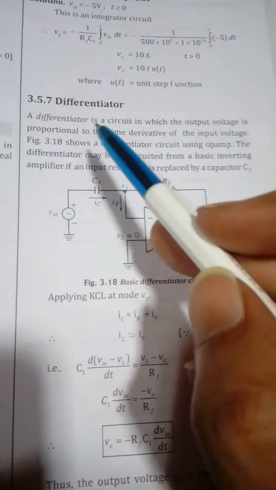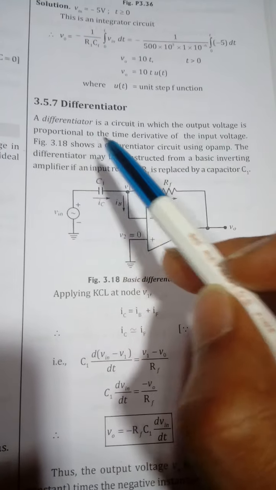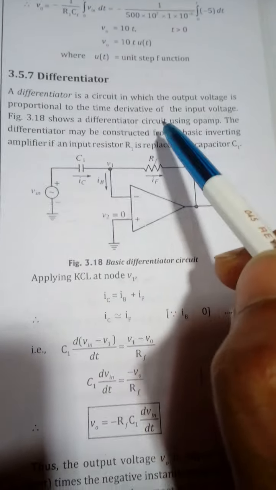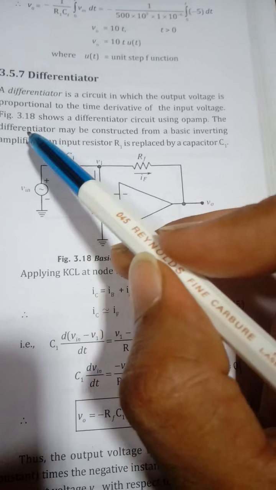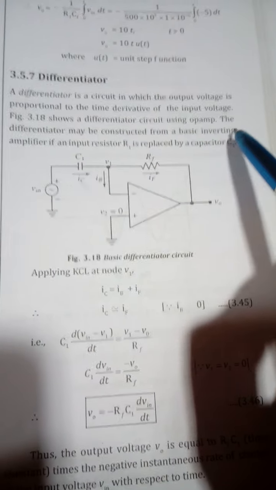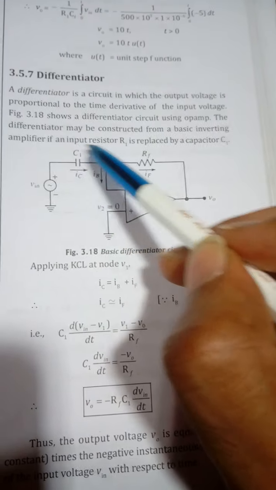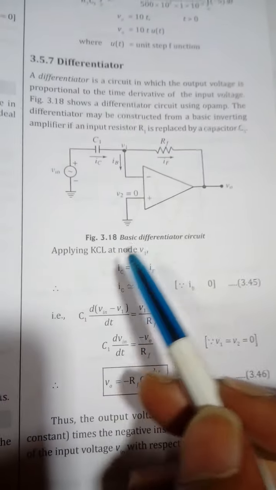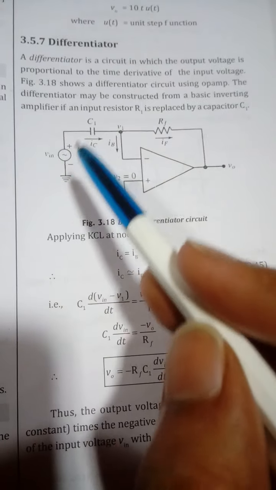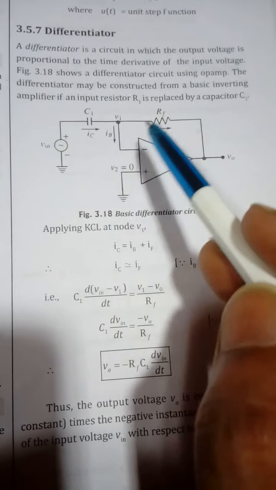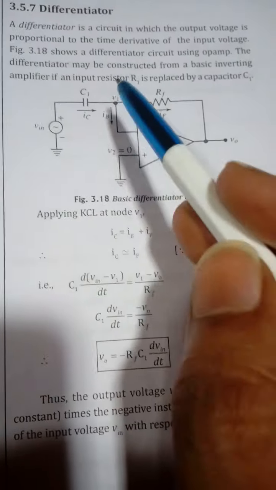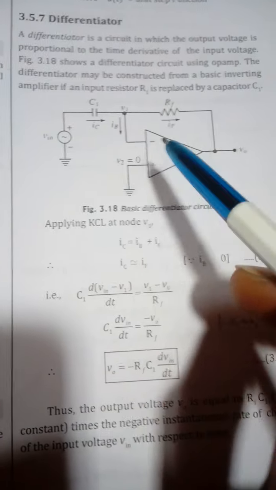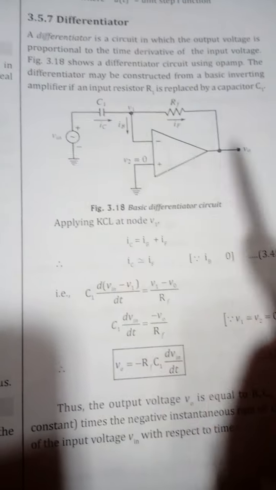A differentiator is a circuit in which the output voltage is proportional to the time derivative of the input voltage. This figure shows a differentiator circuit using an op-amp. The differentiator may be constructed from a basic inverting amplifier if an input resistor R1 is replaced by capacitor C1. The current through C1 is IC, the current through RF is IF, and the current through the inverting terminal is IB.